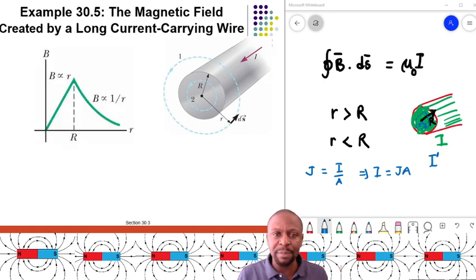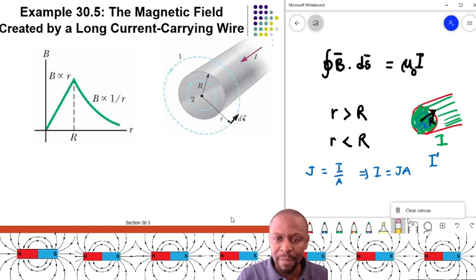Therefore, we can plot the graph. When r is less than big R, the magnetic field is directly proportional to r. But the moment r is greater than big R, the magnetic field decays in this fashion. I hope that is clear. All right, good.